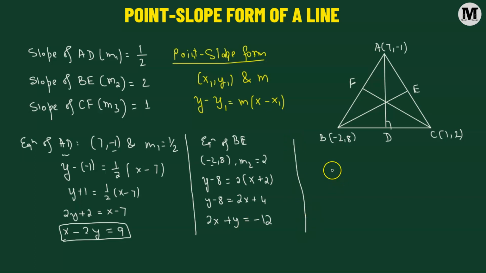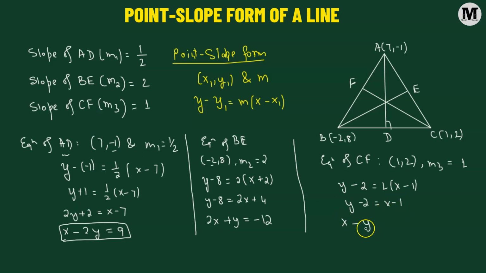And finally, coming to the altitude CF. Here we need the point C, that's 1, 2, and the slope m3 of CF, which came out as 1. So our equation will be y minus y1, which is 2, equals 1 times x minus x1, where x1 is 1. So y minus 2 equals x minus 1. We have x minus y plus 1 equals 0. So this is going to be the equation of the altitude CF.